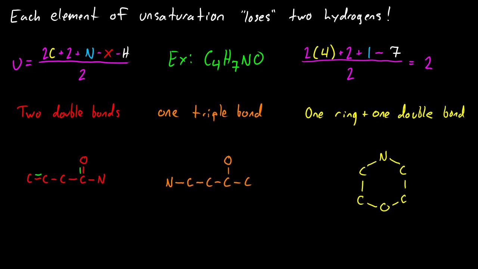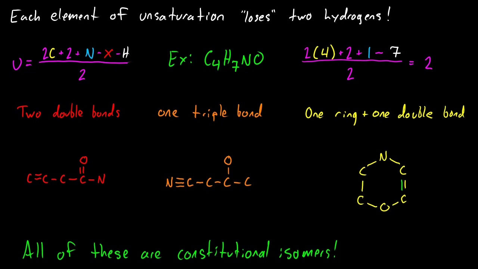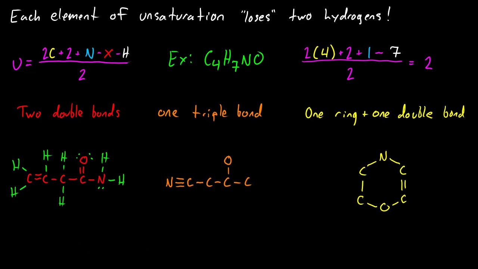Moving along, we can draw our 2 double bonds in our first molecule. We can fill in a triple bond in our second molecule. And we can fill in our 1 double bond in the third molecule. Now note that all of these are working on their way towards being constitutional isomers. Since they all have the same molecular formula, changing the number of rings or double bonds means that all I'm going to do is be changing the connectivity, but not the number of atoms.